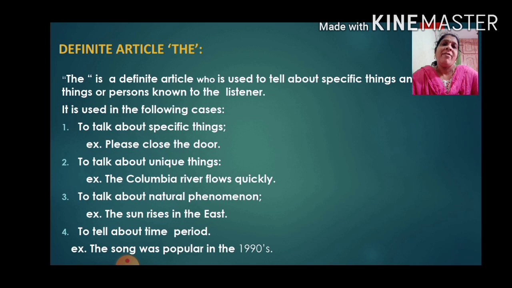So a and an we use for unknown persons and non-specific things. We use a and an, but we use the article the to talk about specified things or persons. Let us see some of the examples here. It is used in the following cases. We'll go one by one in all cases where the definite article the is used. To talk about specific things. Specifically, we talk about something.